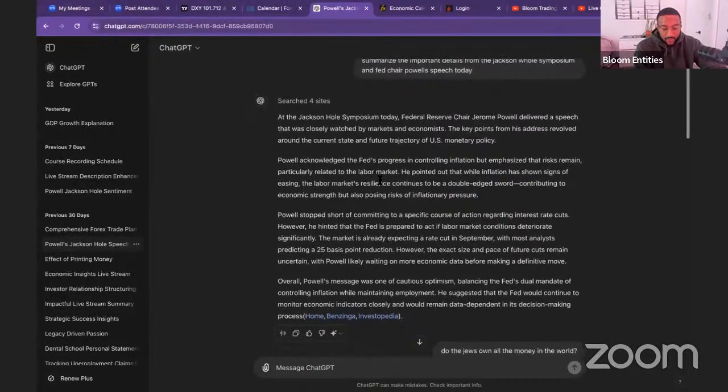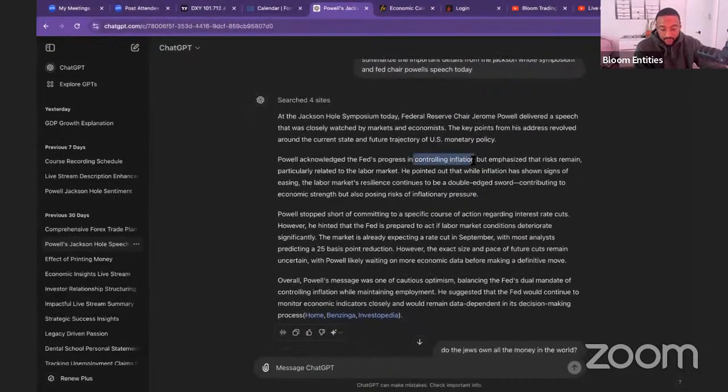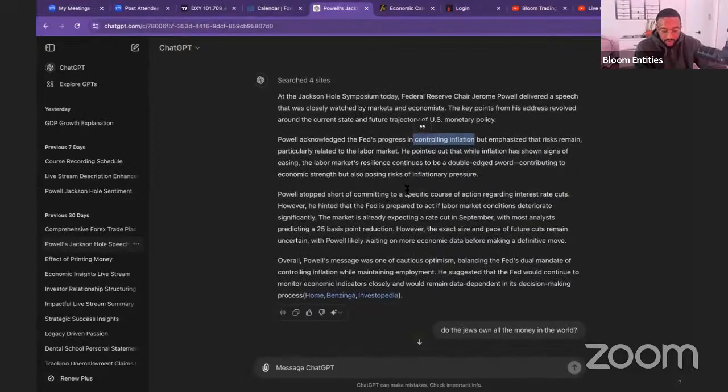Powell acknowledged the Fed's progress in controlling inflation, but emphasized that risks remain, particularly related to the labor market. He pointed out that while inflation has shown signs of easing, the labor market's resilience continues to be a double-edged sword, contributing to economic strength, but also posing risks of inflationary pressure. Powell stopped short of committing to a specific course of action regarding interest rate cuts.